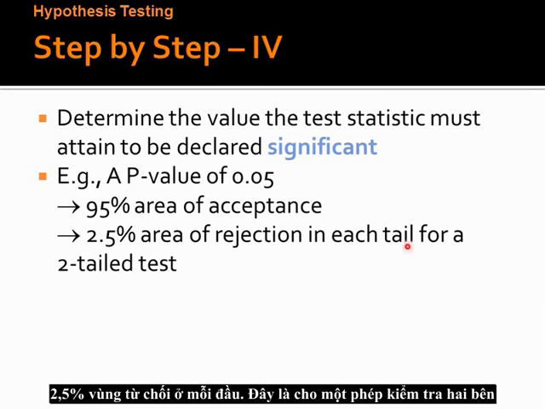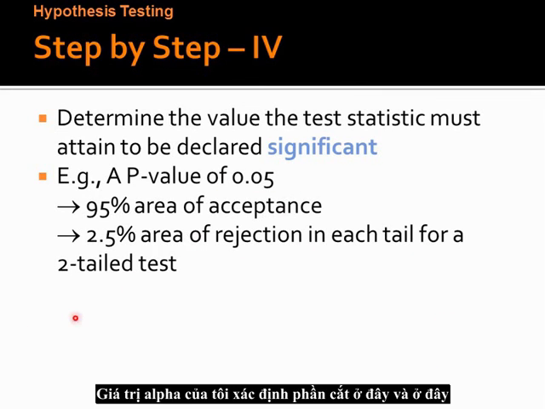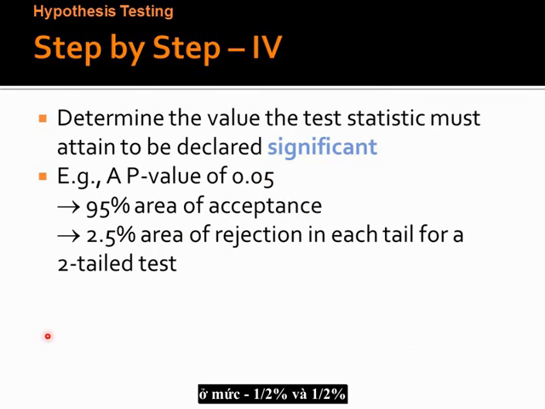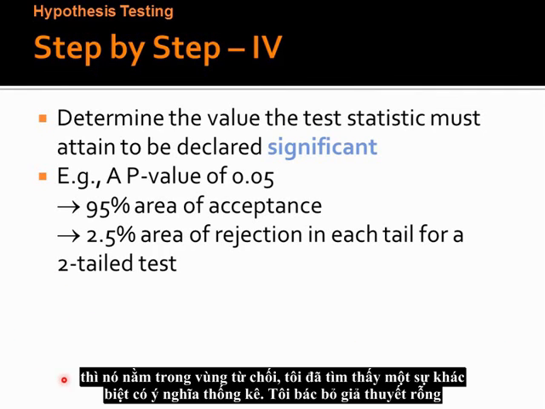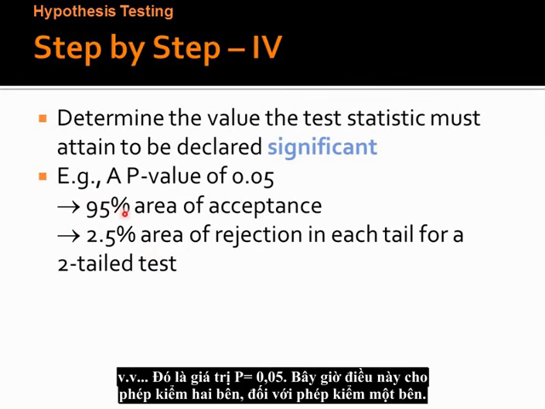This is for a two-tailed test. So in other words, my alpha value defines a cutoff here and here at the negative 2.5% and the positive 2.5%. And if the p-value that I calculate based on my sample mean goes beyond these two cutoff values, then it's in the rejection region. I'm saying that I found a statistically significant difference, I reject the null hypothesis, etc., etc. That's for a p-value of 0.05.